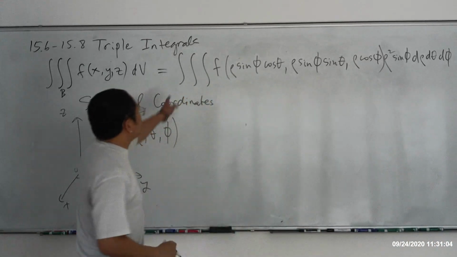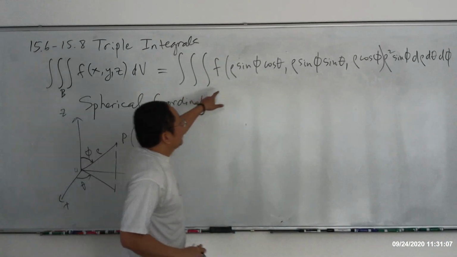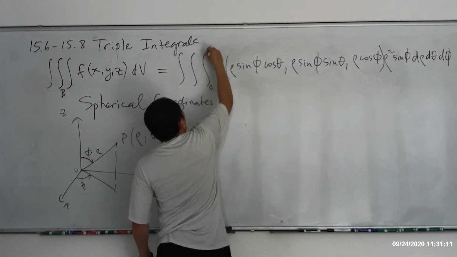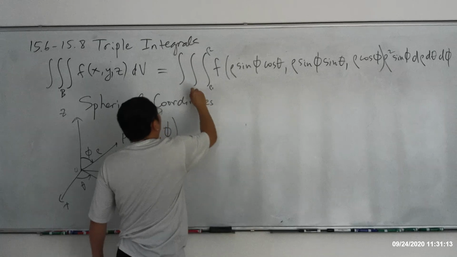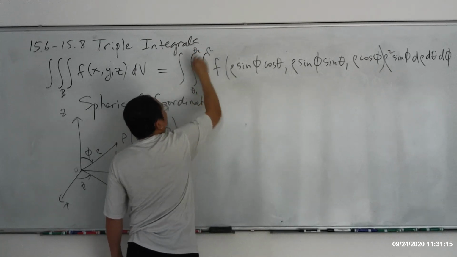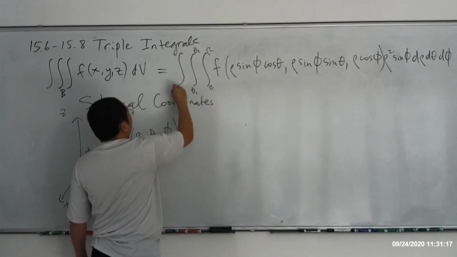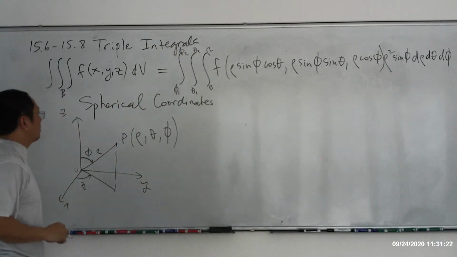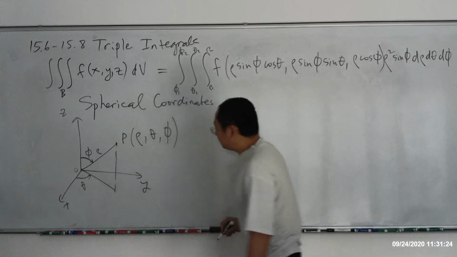Now let me explain why you have that. Of course, in the integral right here, rho runs from rho 1 to rho 2, theta runs from theta 1 to theta 2, and phi runs from phi 1 to phi 2. It could be constant, could be a function. Let me explain how we have that.